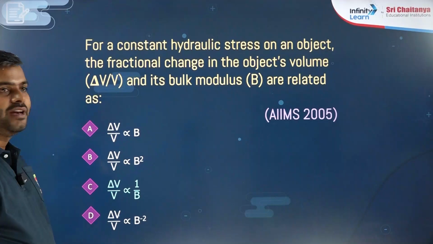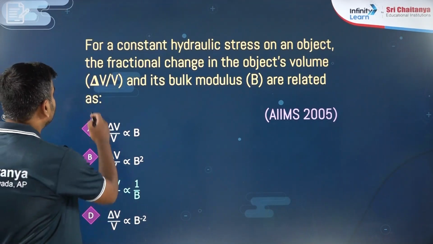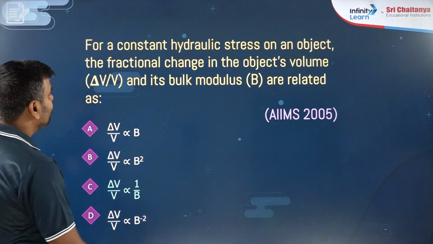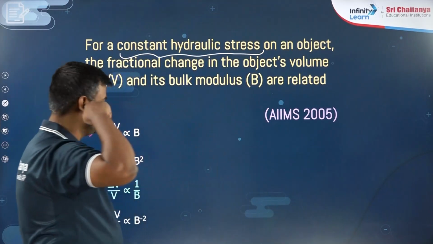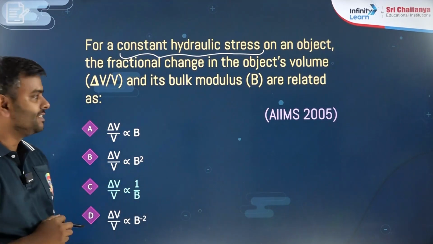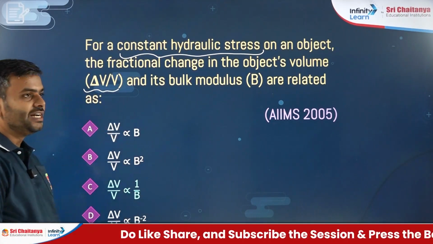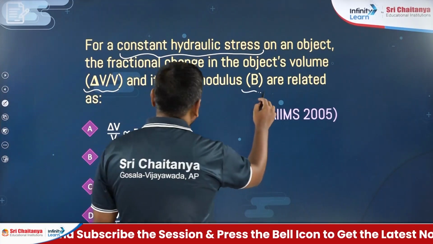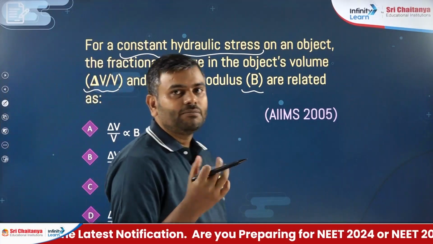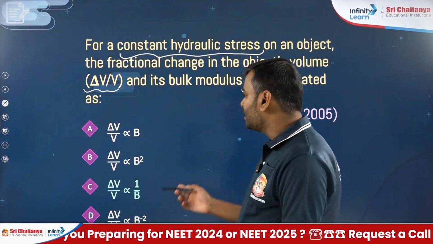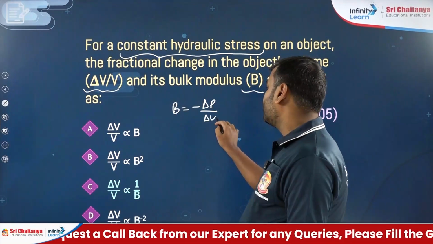For a constant hydraulic stress on an object, the fractional change in the object's volume is delta V by V. Okay, so they are saying that we are applying a constant hydraulic stress, because of which we have a fractional change in the volume, which is delta V by V. Bulk modulus is given by B. They are asking us to find out what relation we can write between the bulk modulus and fractional change in volume. So basically you can say that bulk modulus is equal to minus delta P by delta V by V.